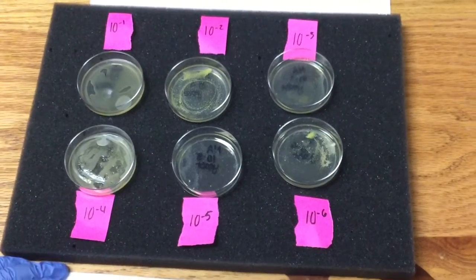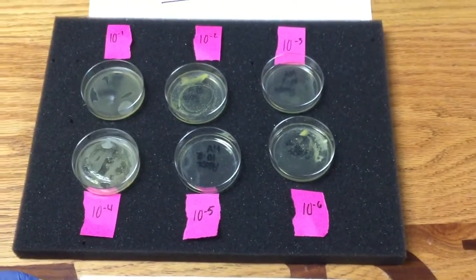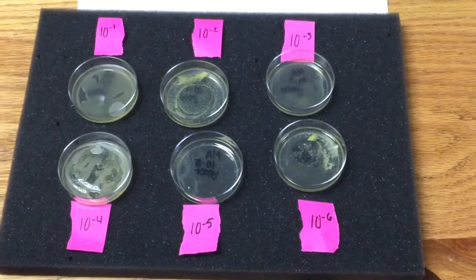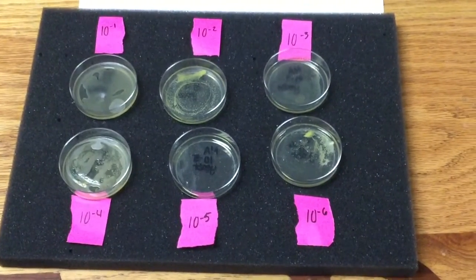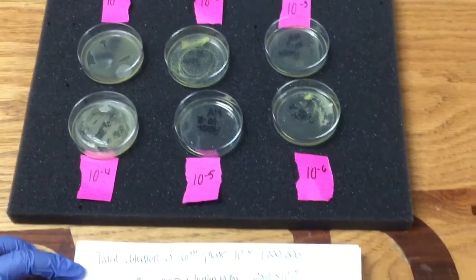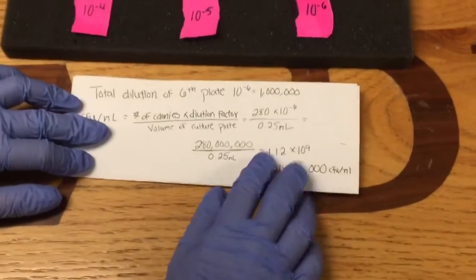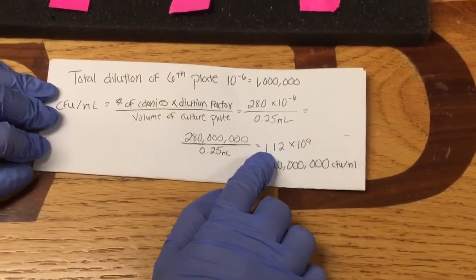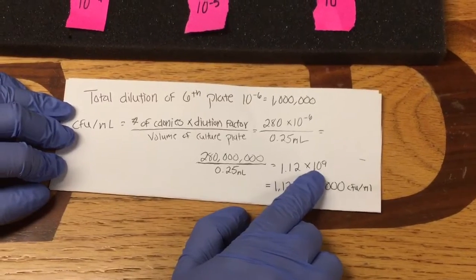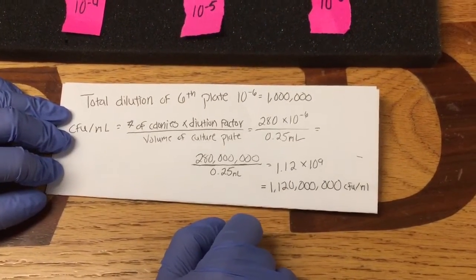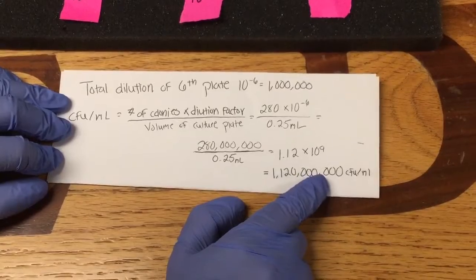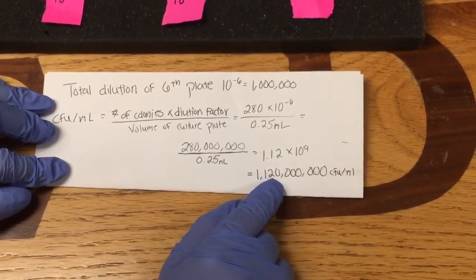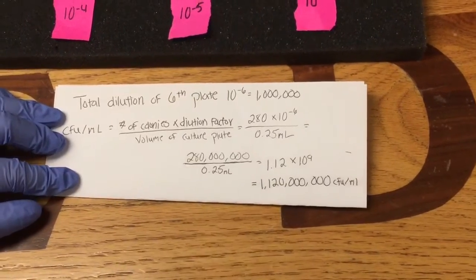Once I counted the colonies, I then chose 10 to the negative 6 because that had the most viable colonies, and found out my CFU, my colony forming units per mL, which ended up being 1.12 times 10 to the 9th, which comes out to a very large number you see right here, 1,120,000,000 CFU to the mLs.